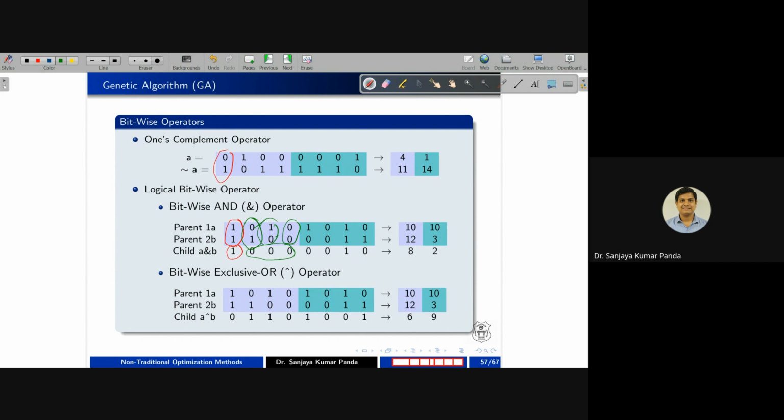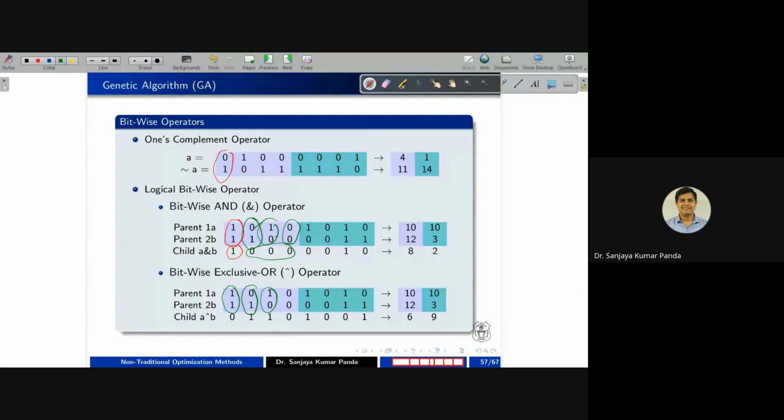But when you go for the bitwise OR case, what are we doing? In bitwise OR, if one of them is true, in this case both are true, in this case one of them is true, then the output is true. Sorry, this is bitwise exclusive OR.